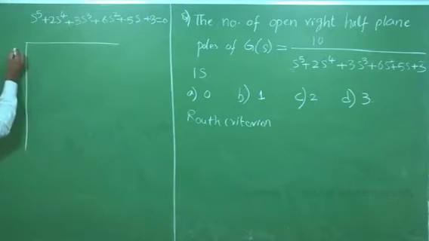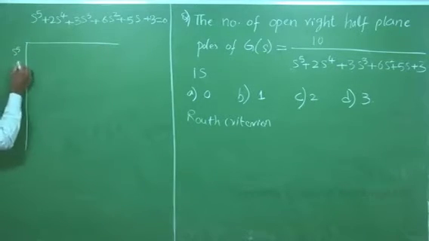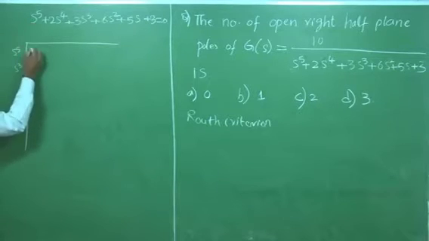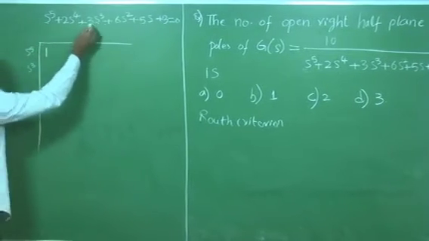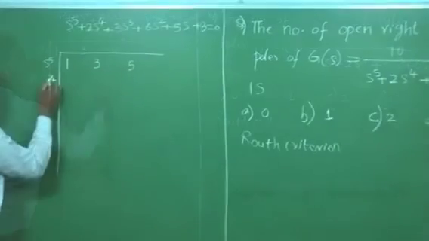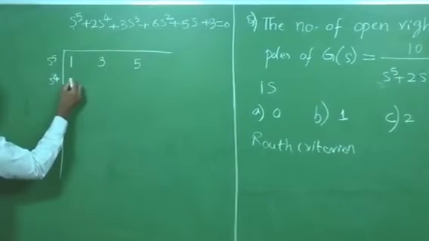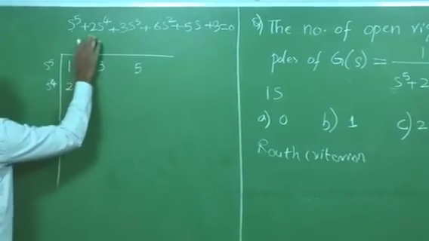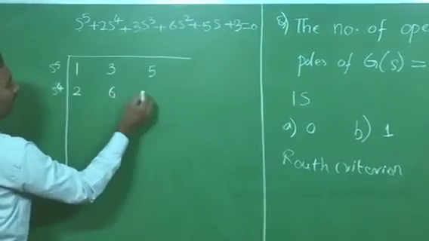While writing the Routh table, we first write the coefficient of s to the power of 5, that is 1, next the coefficient of s cubed, 3, next the coefficient of s, that is 5. In the row s to the power of 4, we write 2, and the alternate terms 6 and 3.